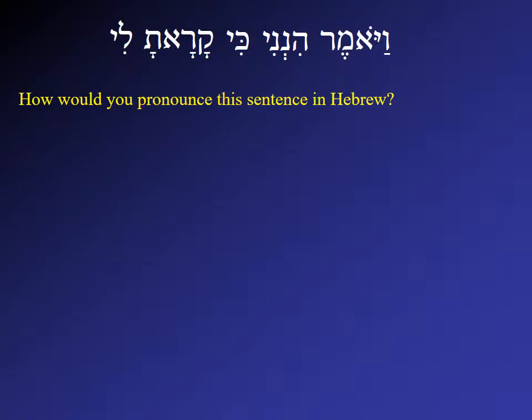So the first question, as always, is how do we pronounce it? Almost this whole thing is quite familiar to us. So, Vayomer, Hinani, Ki, Karata, Li. Vayomer, Hinani, Ki, Karata, Li.